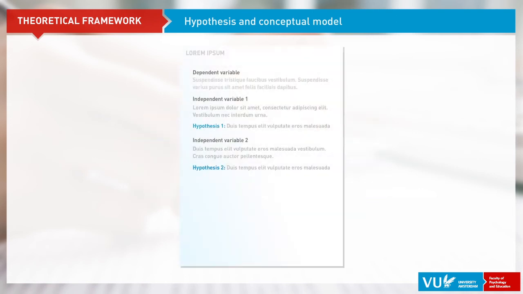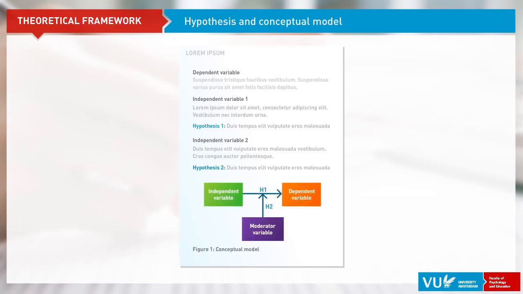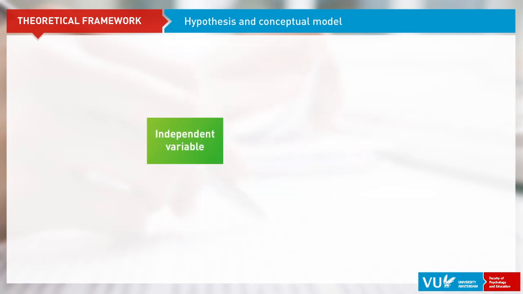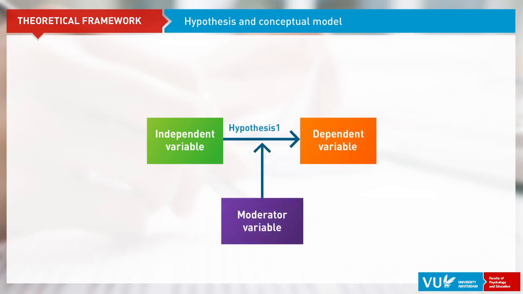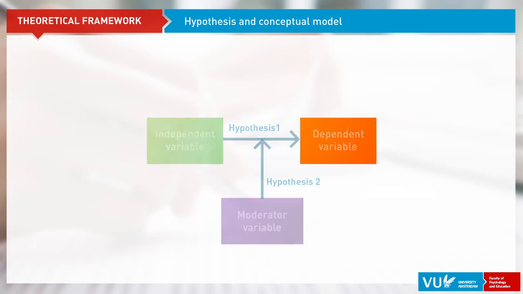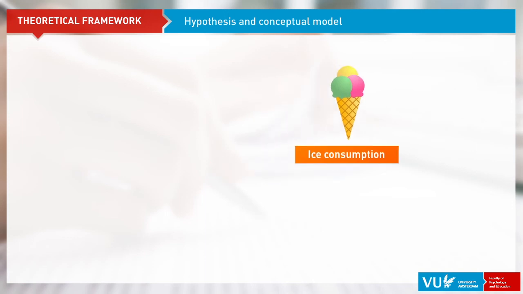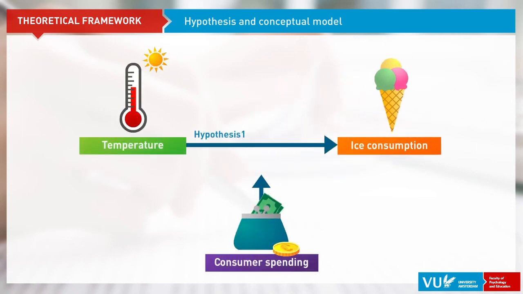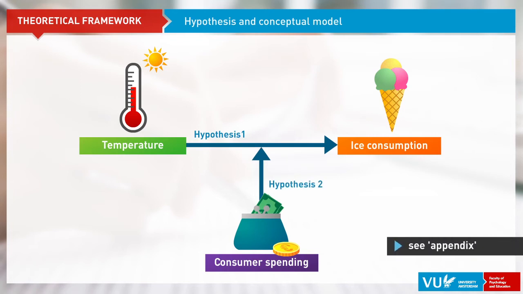After your final hypothesis, give a conceptual model of all variables. This conceptual model will give you an overview of how the concepts relate to each other. When the research is about ice consumption, the conceptual model will look like this. In the appendix, you can see how the theoretical framework has to eventually look.